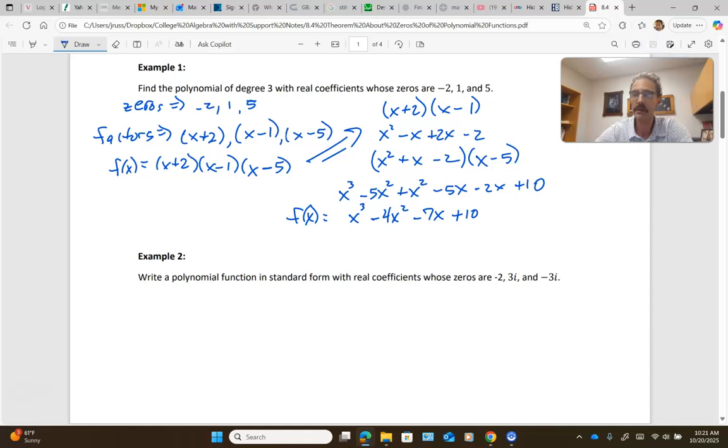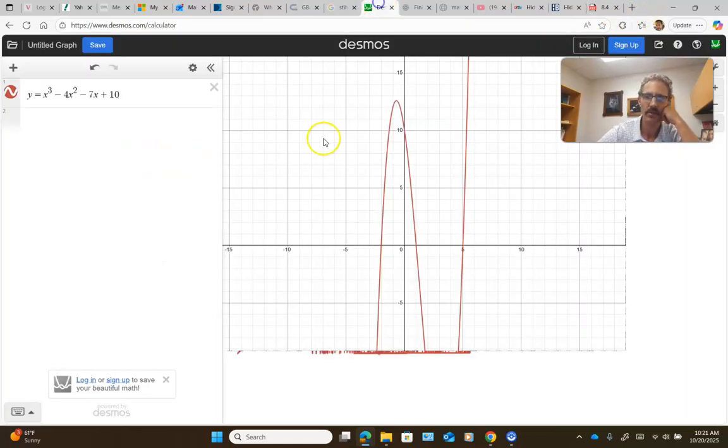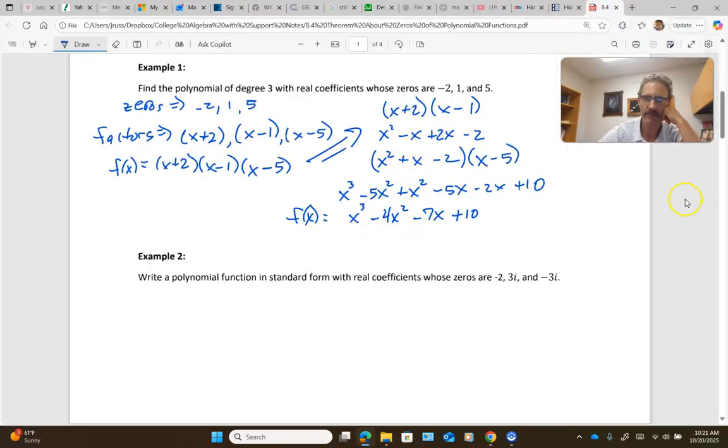And it crosses because it has 3 zeros, and since it's a third degree polynomial, that means each of these zeros must have multiplicities of 1. They occur once, right? And 1 is an odd number. So that's why it's crossing at all those values. All right.